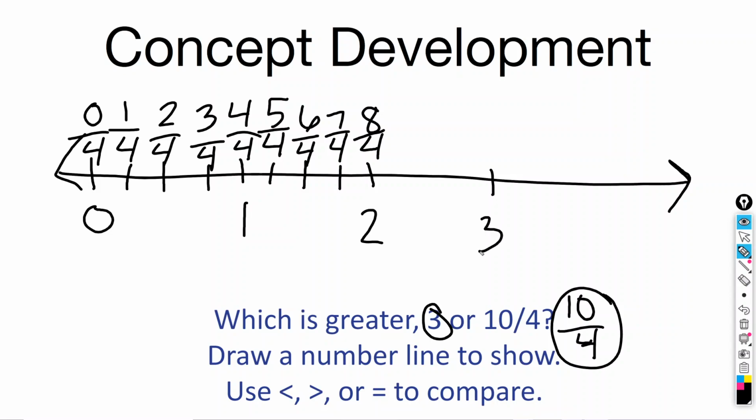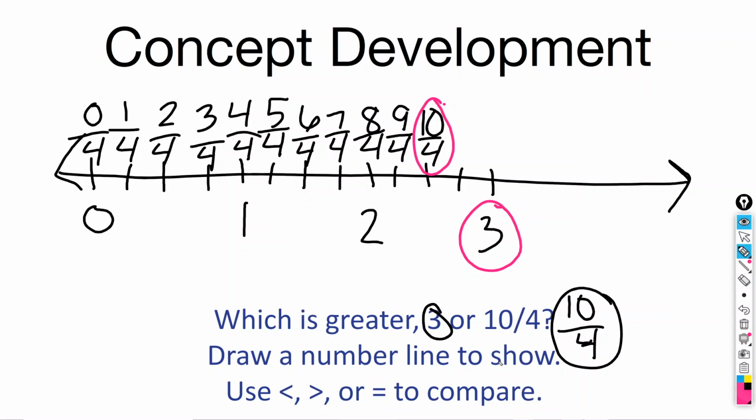So I'm going to go ahead and do 3 wholes, and I'm going to break this part up into fourths, and we're going to keep counting. We're at 8/4, 9/4, 10/4, and I'm going to stop right there because I realized that I just got to 10/4. So here is 10/4, and here is 3 wholes. So I know that 10/4 is smaller because we got to it before we got to 3 wholes.